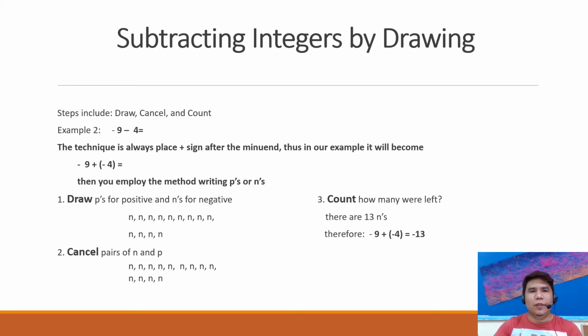All right. Now let's come to the next example for subtracting integers by drawing. What if the example given is negative 9 minus 4? So the technique will apply, all right? You always place a plus sign after the minuend, that is negative 9. So the given will become negative 9 plus a negative 4, okay? Plus negative 4, and that is what you are going to solve now.